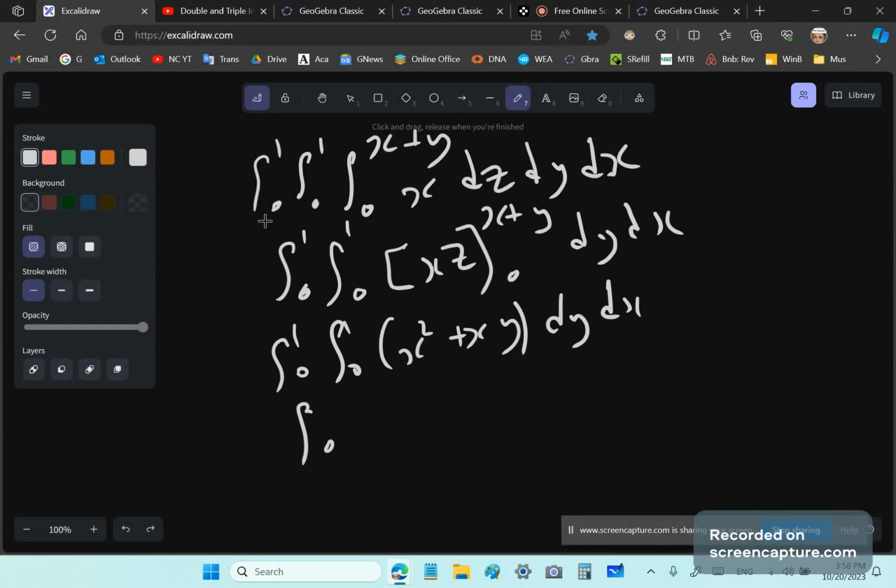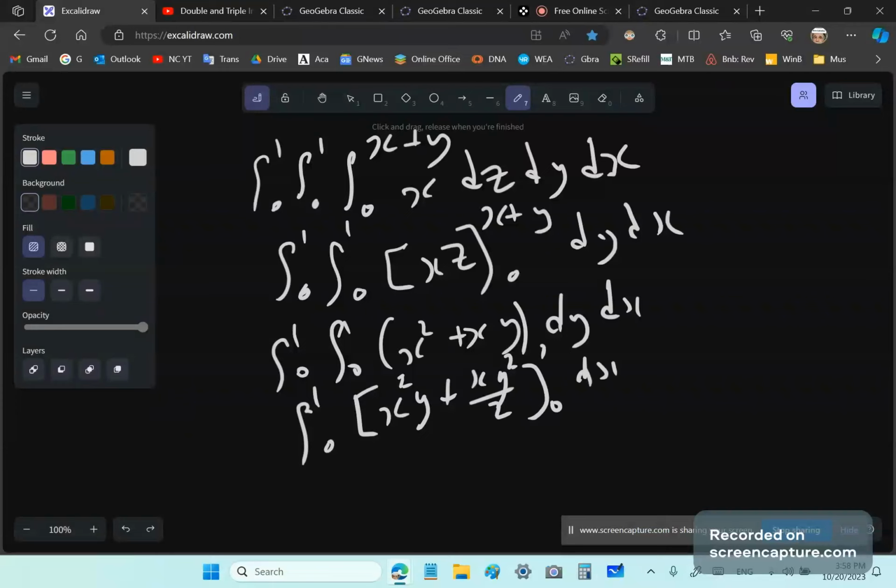Okay, so if I've done everything right so far, that's going to become, because we need to find the partial, sorry, the antiderivative with respect to y, which is x squared y plus x y squared over 2 from 0 to 1. I'm just doing this to see if he got the right answer there. I don't see why I shouldn't have, but you never know.